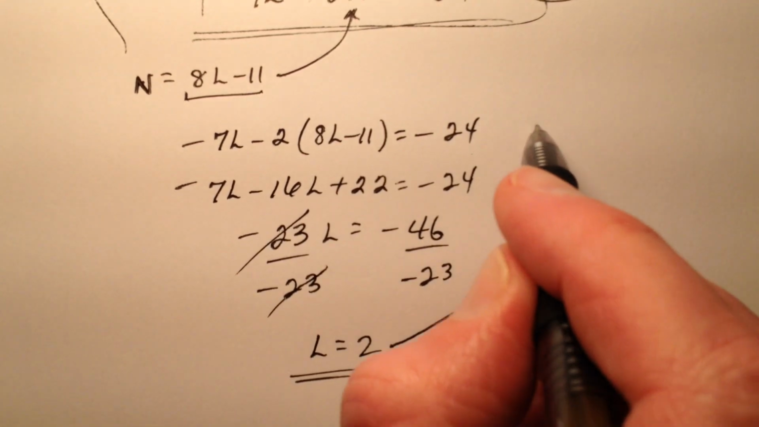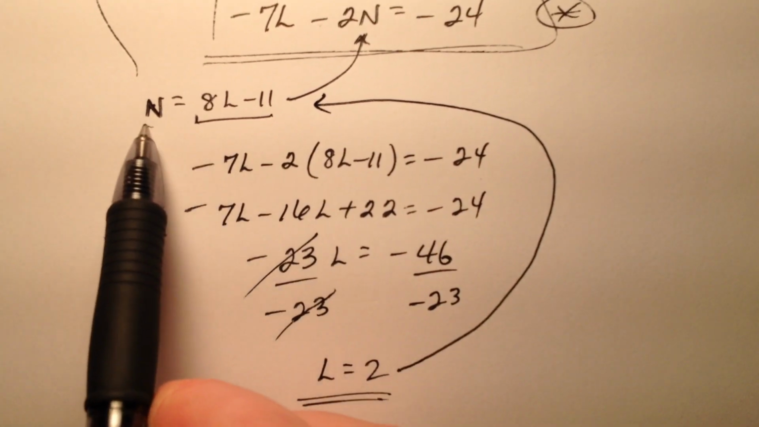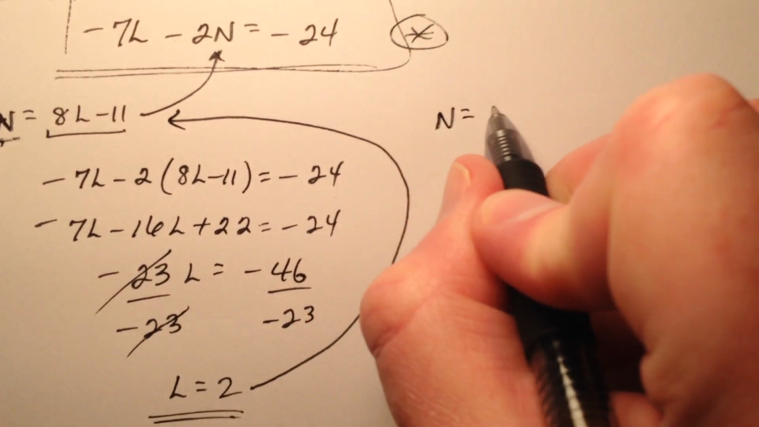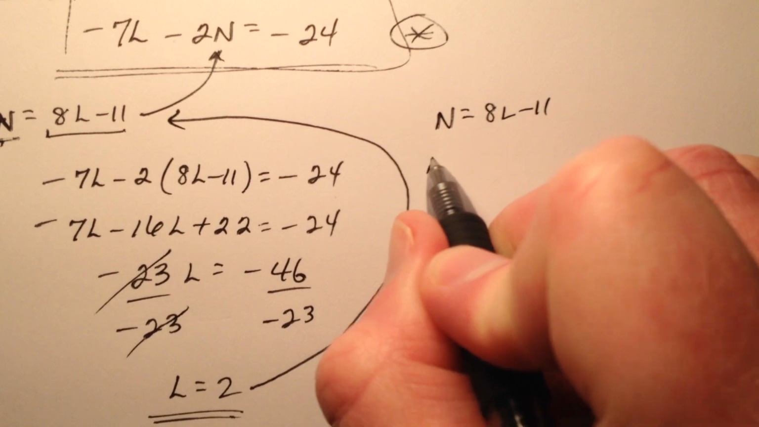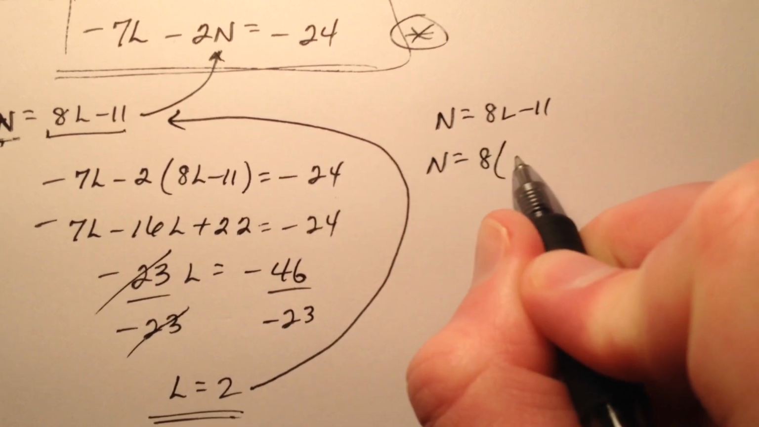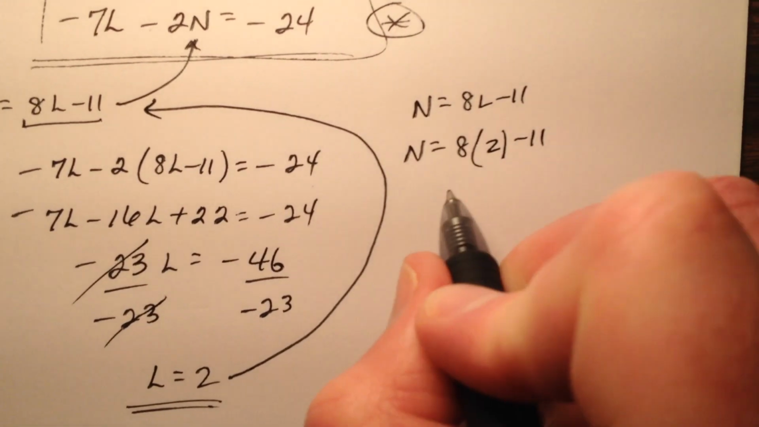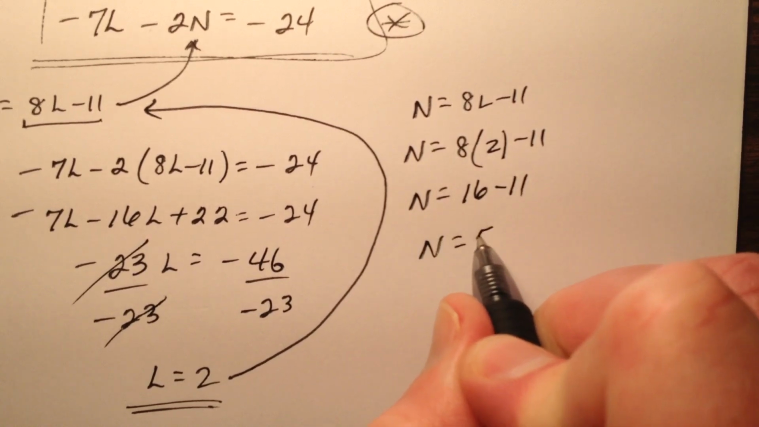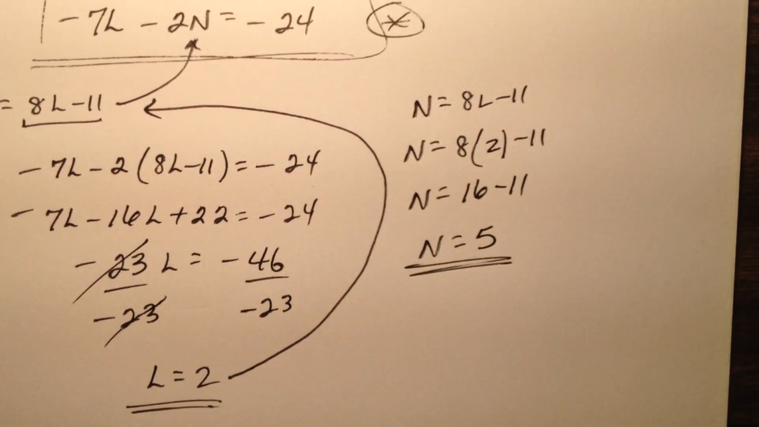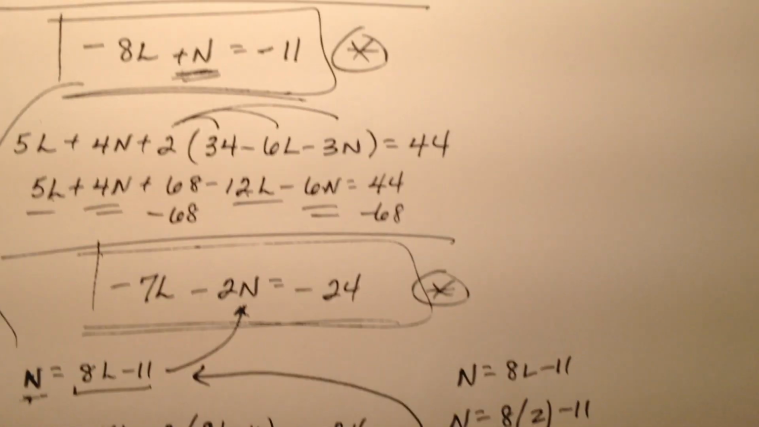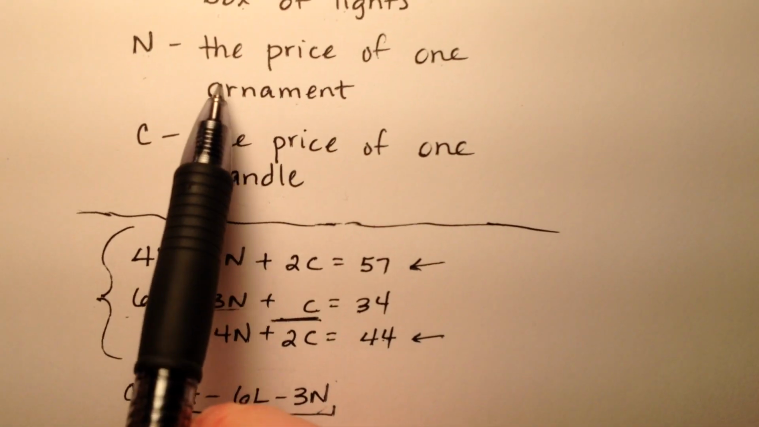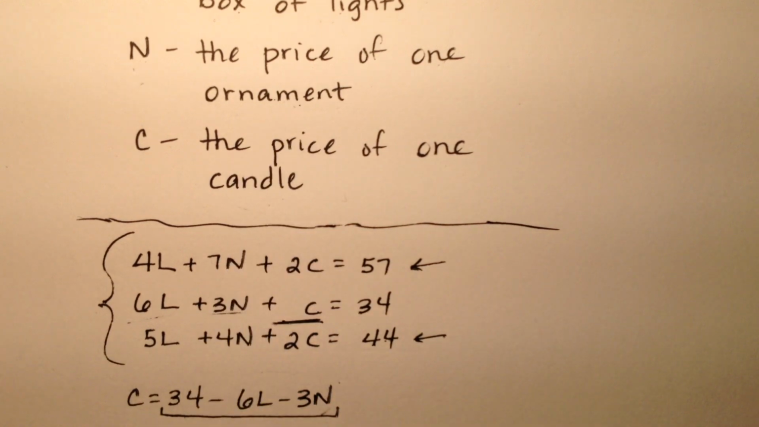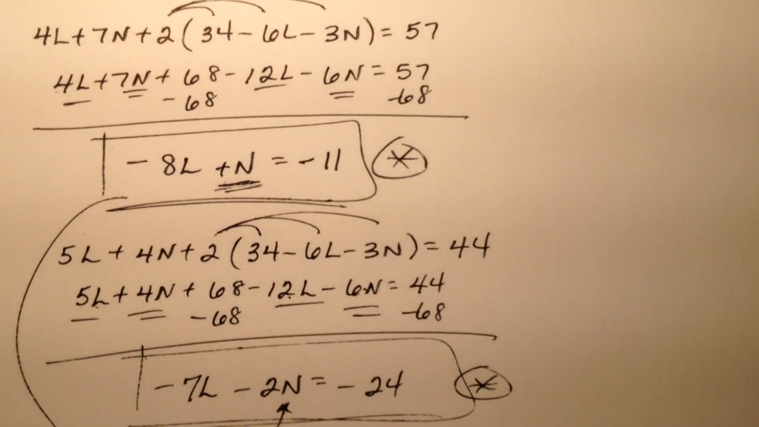So if L is 2, I can plug it in right here and solve for N. So N equaled 8L minus 11. So N equals 8 times 2 minus 11. So looks like 16 minus 11 should be 5. So the value of N is 5. And back up here again, N is the price of 1 ornament, so we know that 1 ornament is $5.